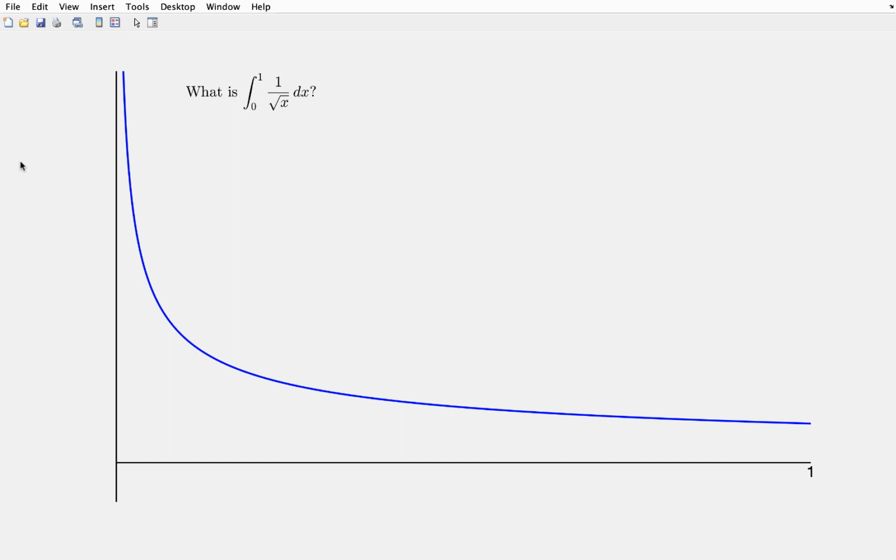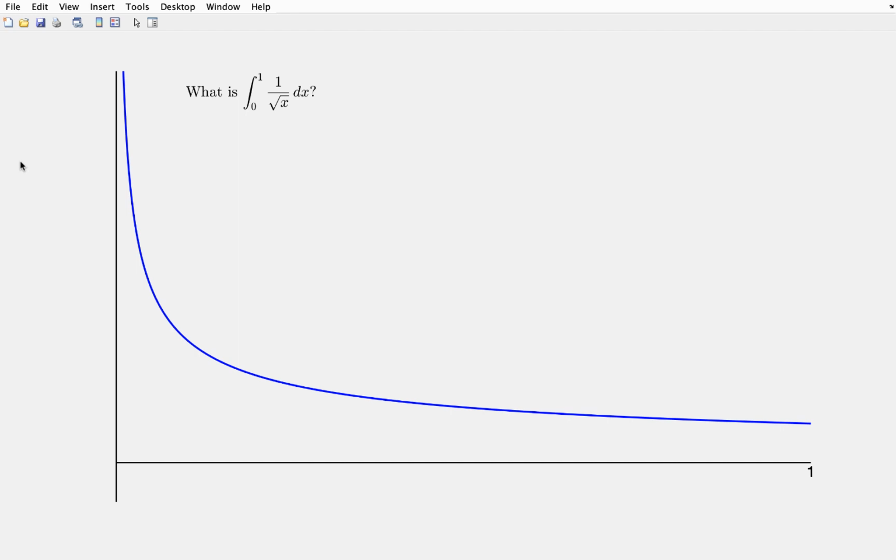So we've talked about what it means for a function to be integrable. Let's consider this function, 1 over the square root of x, integrated from 0 to 1. Now if we were to apply our definition of Riemann integration to this, we would see that by that definition, we don't have Riemann integrability as we have defined it already.